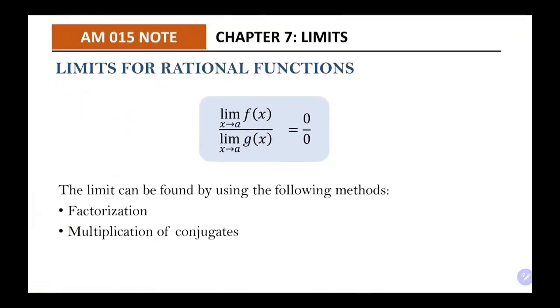Okay, now we continue limits for rational function. If we have limit x approach a of f(x) divided by g(x), and we get answer 0 over 0, so this limit we need to use factorization method or multiplication of conjugate. Maksudnya kita tak boleh solve lah bila soalan tu dapat 0 over 0. So kita perlukan method lain untuk solve limit tu. Sama ada kita gunakan factorize ataupun second we use conjugates.